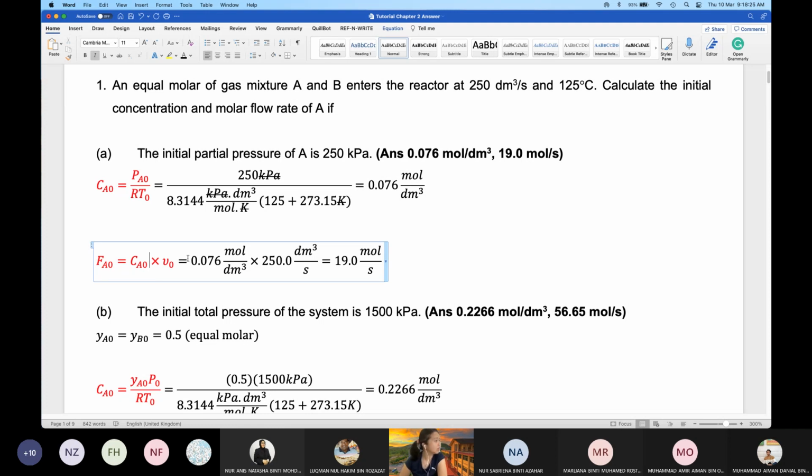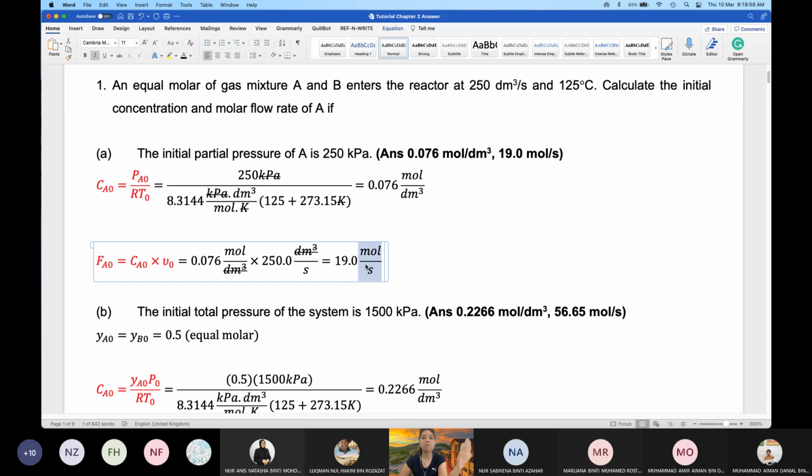The initial concentration we get from the part above is 0.076 mole per dm cube. We multiply with the initial volumetric flow rate, 250 dm cube per second. So when you multiply, you can see that I can cancel the volume unit. I can cancel my dm cube with the other dm cube. I'm left with mole per second.